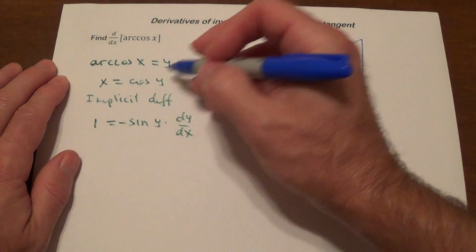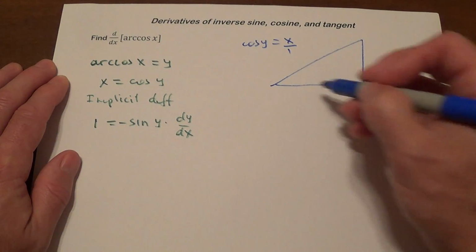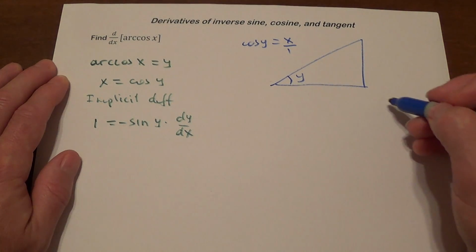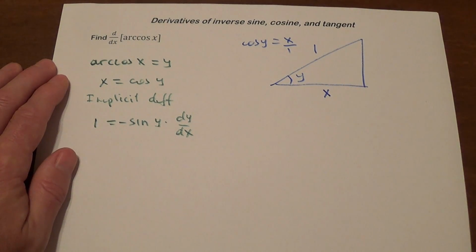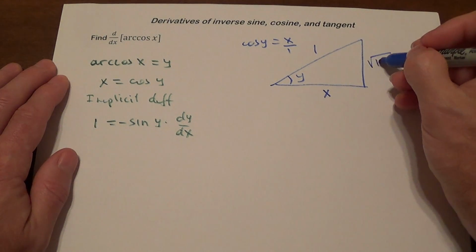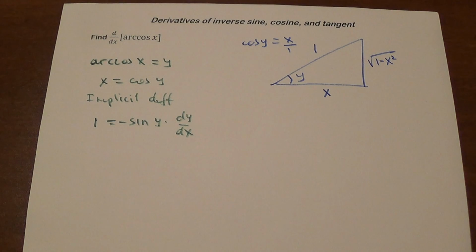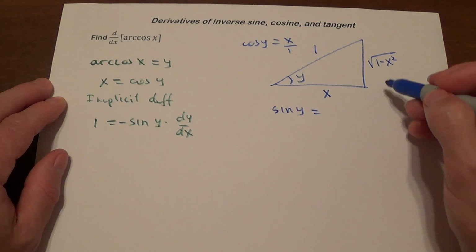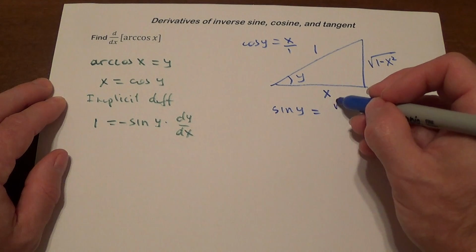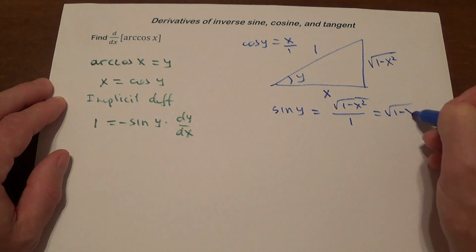So if we know that cosine y equals x, I'm going to write it as x over 1. If this angle is y, then it's adjacent over the hypotenuse, so x over 1. And with the Pythagorean theorem, we can figure out that this side is going to be square root of 1 minus x squared. Correct? So then to find sine y, we are going to write opposite over hypotenuse, which is going to be square root of 1 minus x squared divided by 1, or simply square root of 1 minus x squared.